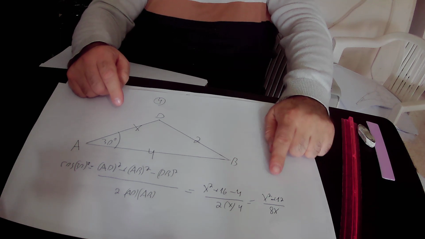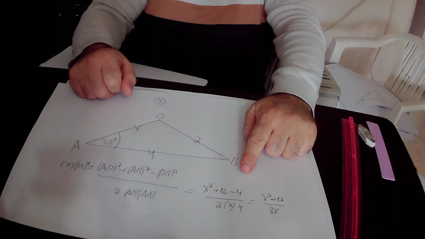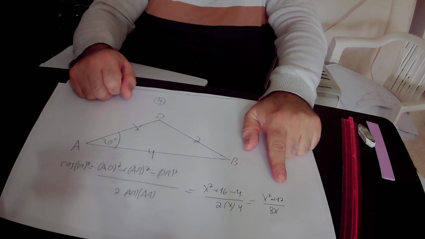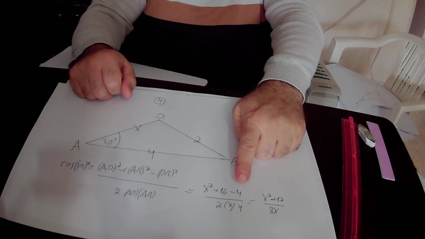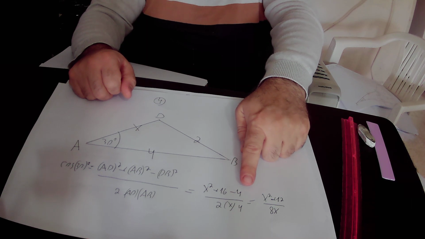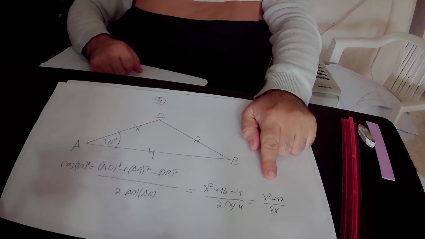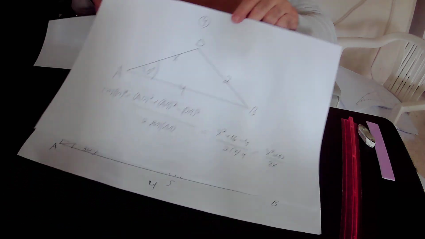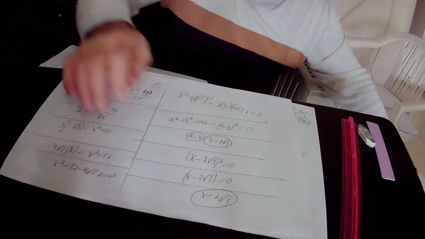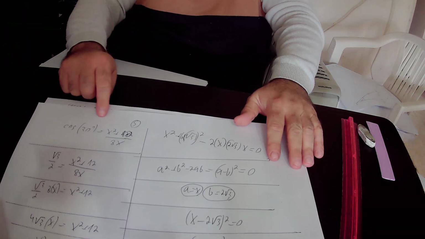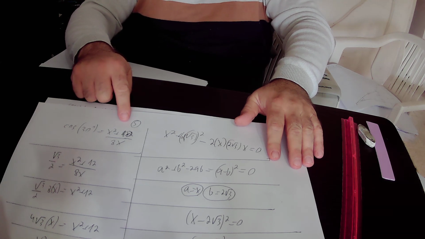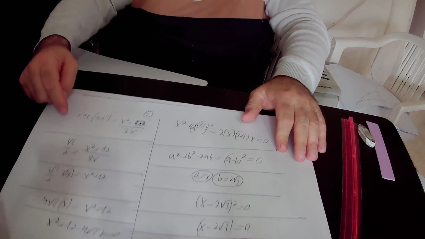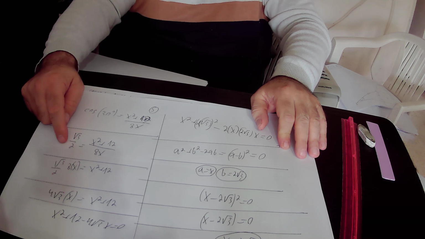Here X squared plus 16 minus 4 is 12, so in the numerator we have X squared plus 12. In the denominator we have 2 times 4 is 8, so it is 8 times X. So we got that cosine 30 degrees equals X squared plus 12 over 8X. We know that cosine 30 degrees equals square root of 3 over 2.